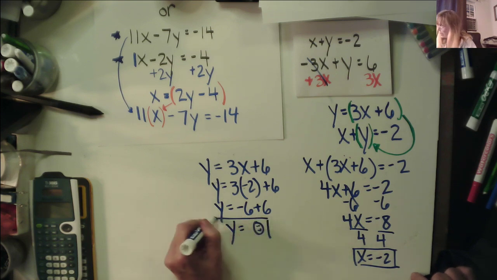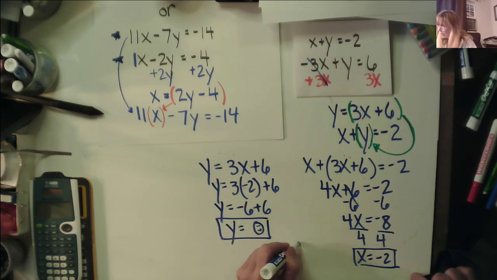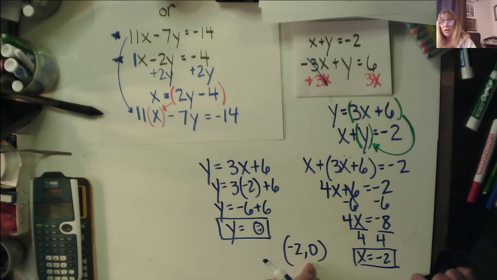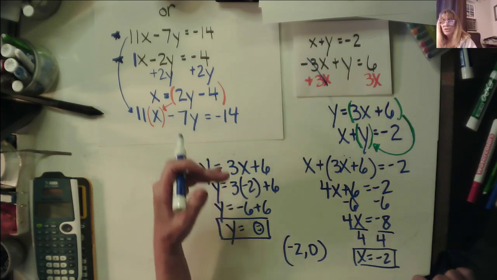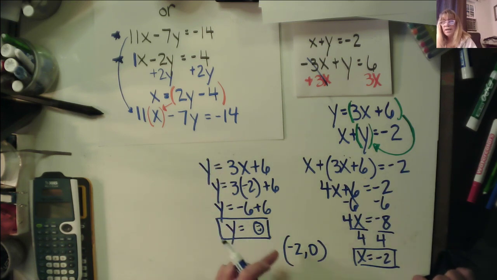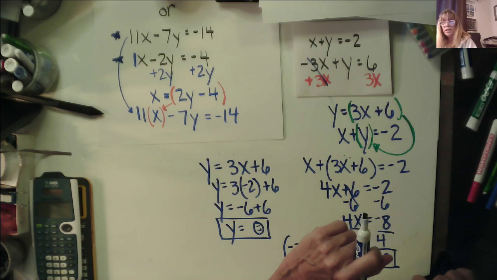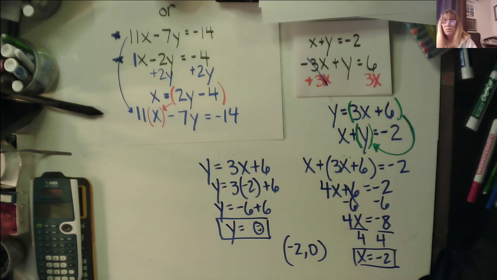So I put a box around it. Do not forget to write your ordered pair. An x and a y, the comma in between, and then parentheses. This is a destination. If you just give me this and this, I will take points off. This is you solving for x. This is you solving for y. But the answer is this ordered pair that happens to be the same thing for both x plus y equals negative 2 and negative 3x plus y equals 6.